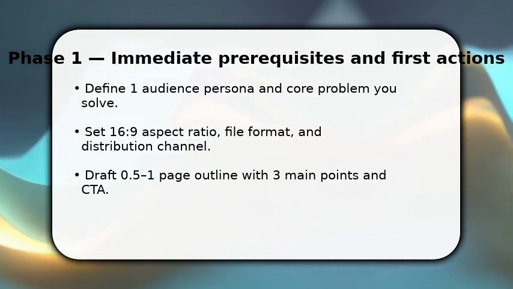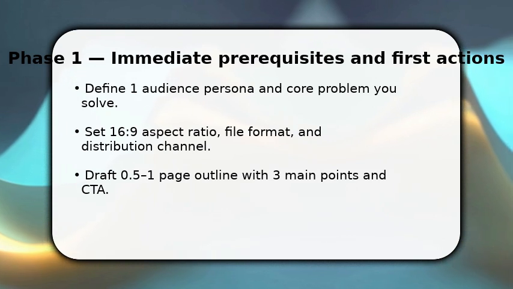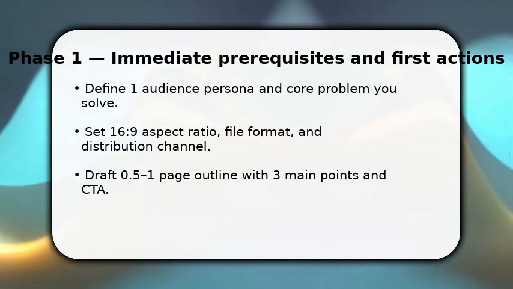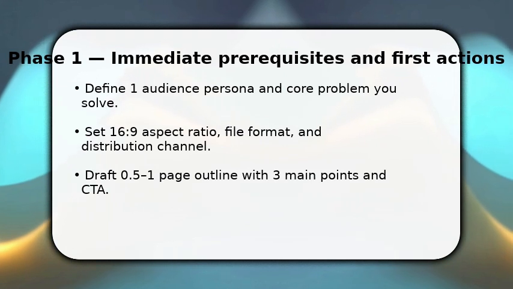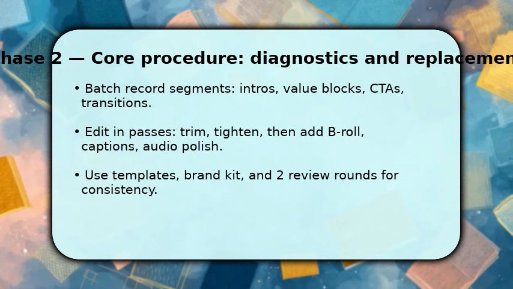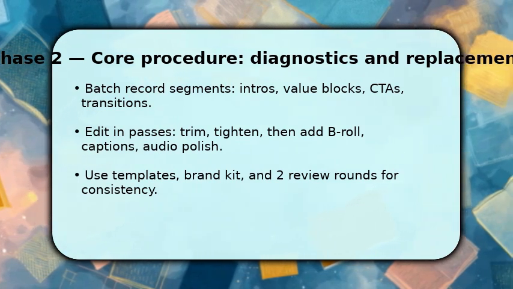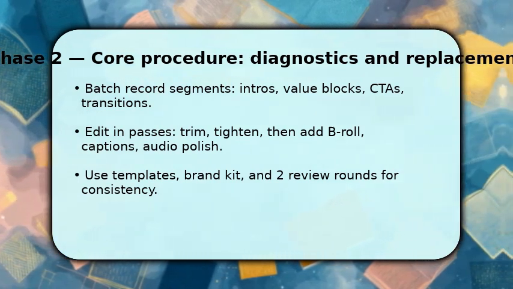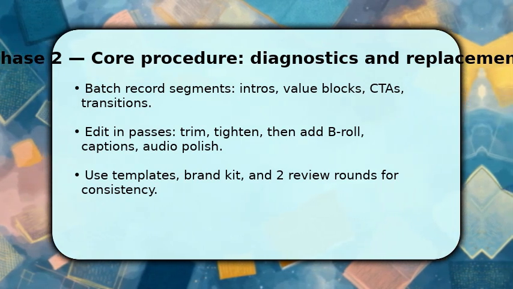This prevents wandering. Start recording a short test clip now to validate tone, timing, and energy before you invest more time. You move from planning into building. Batch record discrete segments, intro, 2-4 value blocks, CTA, and transitions, so editing stays modular and fast.